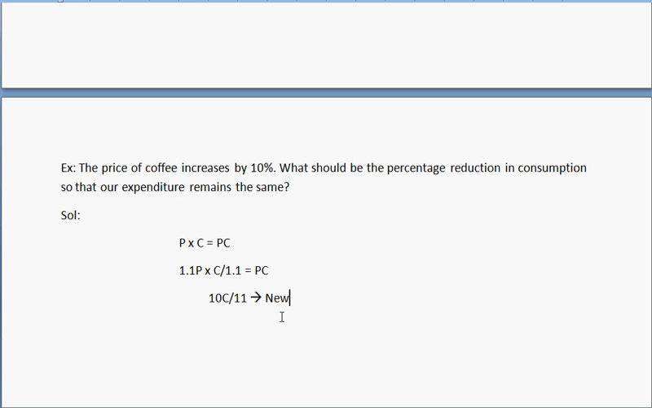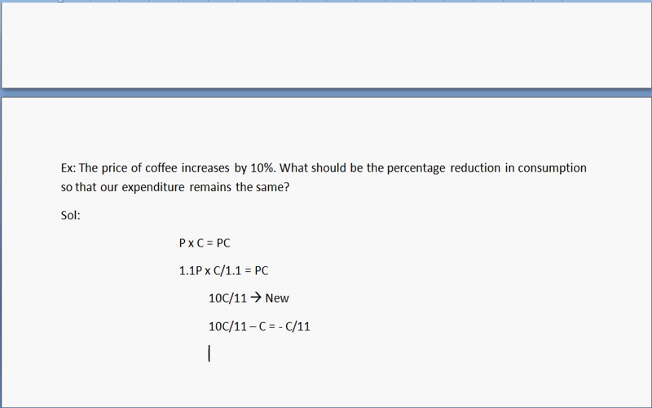So what is the percentage change? It is new minus old, which means 10C by 11 minus C, right? Which means it becomes minus C by 11. So this is the change in consumption. Minus sign means there is reduction, right?